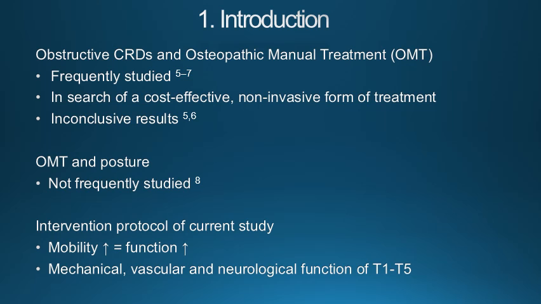The standardized OMT protocol for this study was devised to improve the overall thoracic mobility via mobilizations of the upper thoracic vertebrae and adjacent ribs, and stretching of the intrathoracic fascia. OMT aims to increase the function of these structures by improving their mobility. The mechanical, neurological, and vascular functions of the upper thoracic vertebrae and ribs will be discussed later in this presentation.